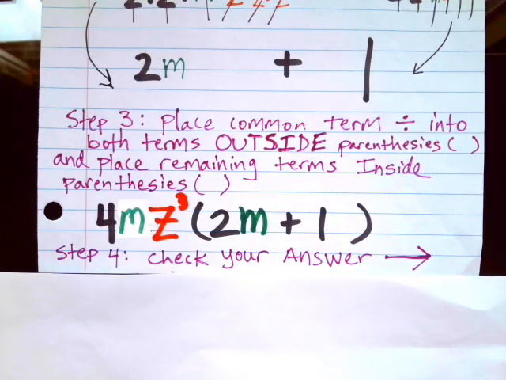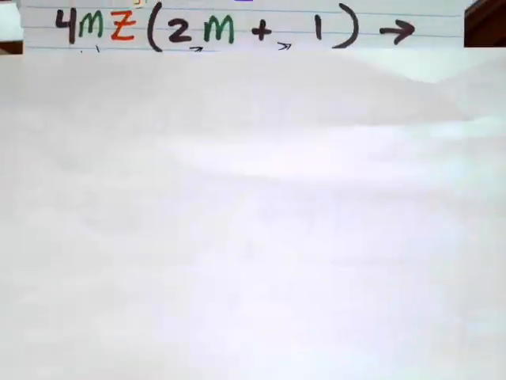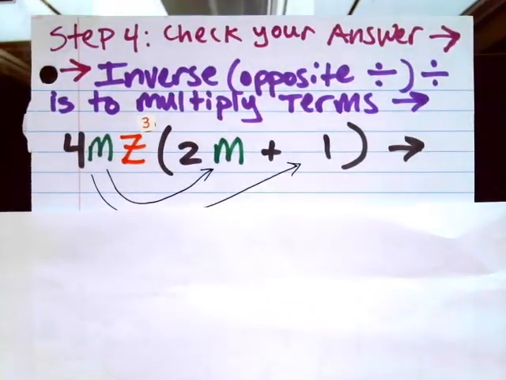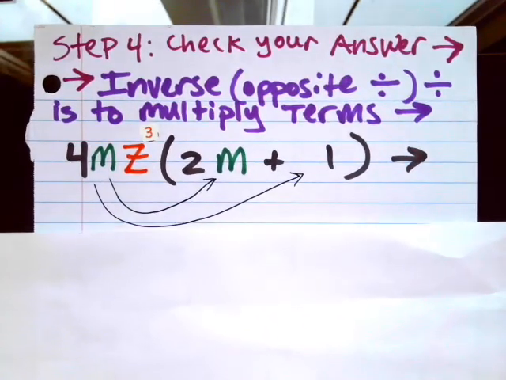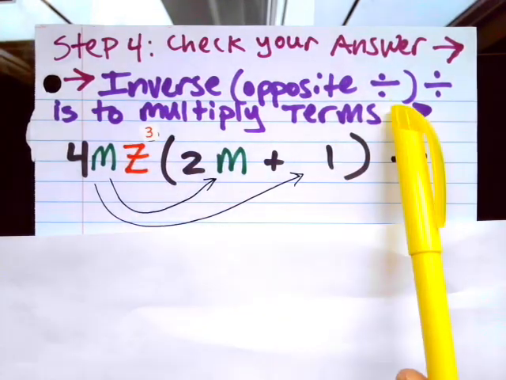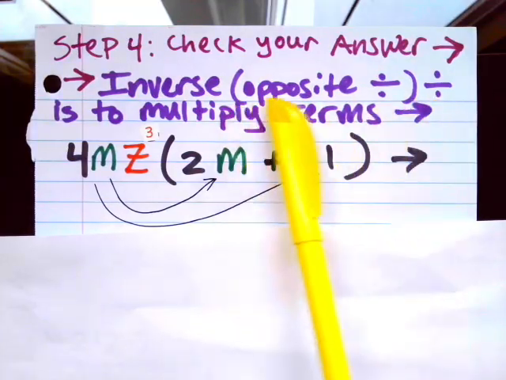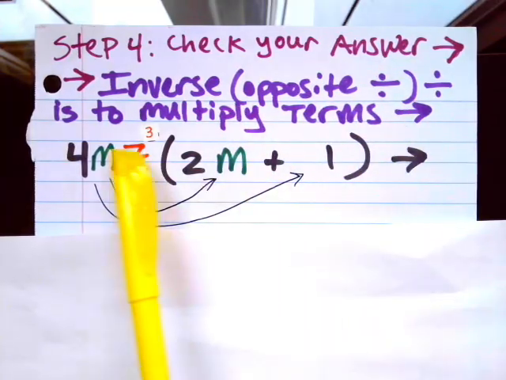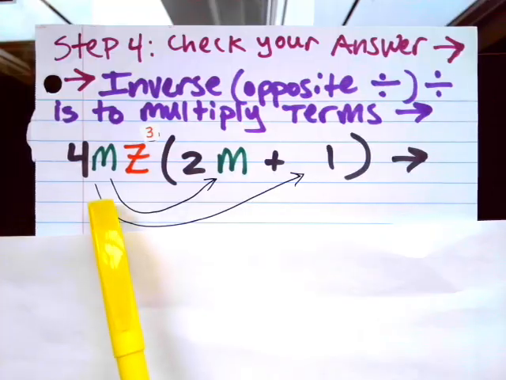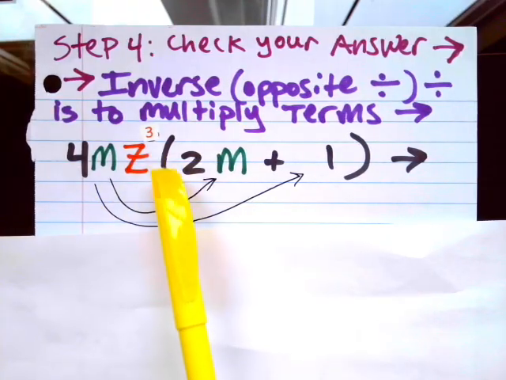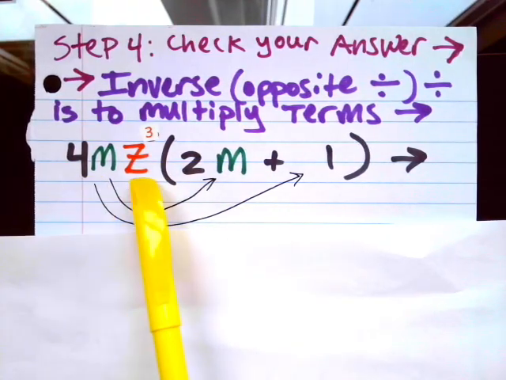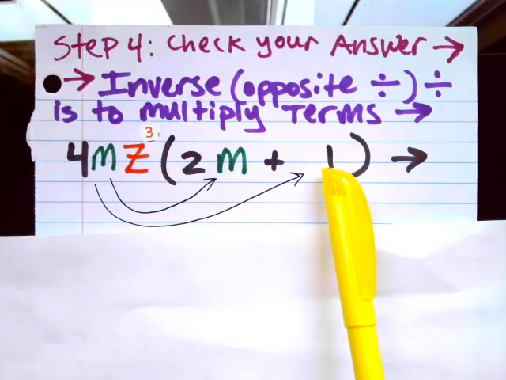Now you want to check your answer. Did I factor this correctly? Right? And we're going to use the inverse. Let me get my paper up here. I'm sorry about that. Oh, that wasn't very smooth, was it? Hey, let's check our answer. So in step 4, you do the inverse or the opposite of dividing, which is what we use to factor out of both of those terms. And now we're going to distribute or multiply. 4mz cubed times 2m and 4mz cubed times 1.